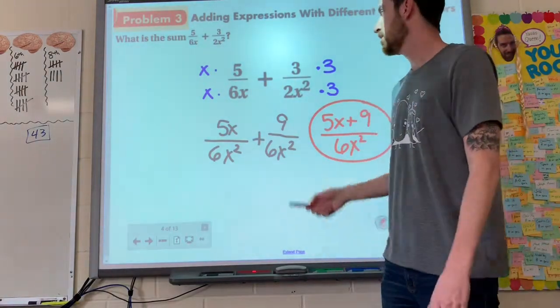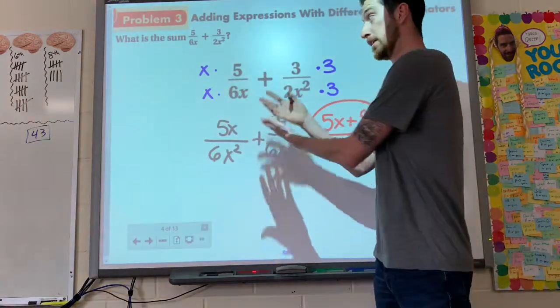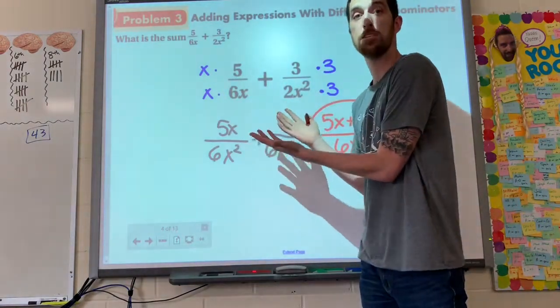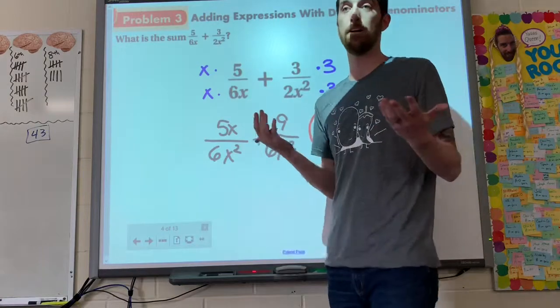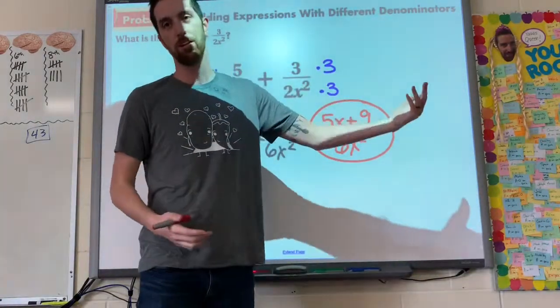Sound good? Remember, we could have used 12x squared. You could have technically used 72x to the 100th power. But if you can find the least common denominator, that's less simplifying you have to do later.